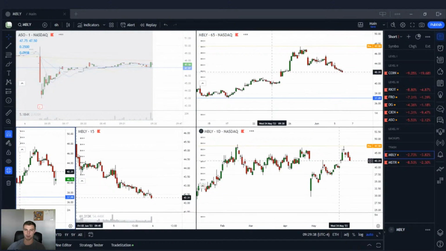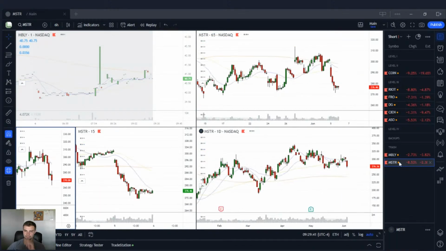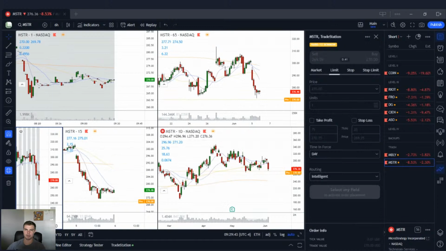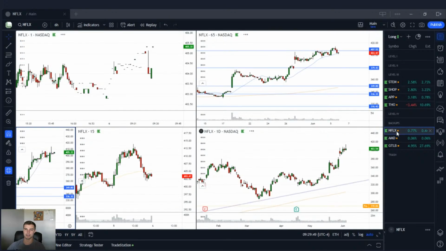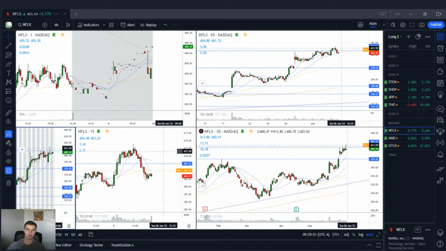I don't really have any backup ideas. Both of these guys gapping down, some decent gaps, but they're hard to borrow, so I'm not going to be able to trade those. And then on the long side, I had a few ideas. Just kind of throwing stuff on there, really.